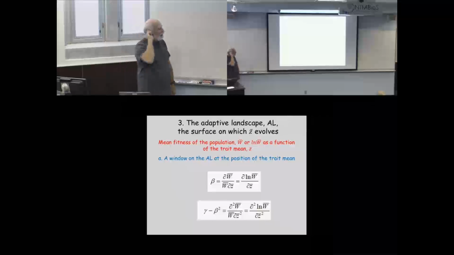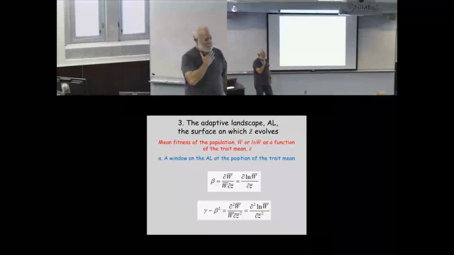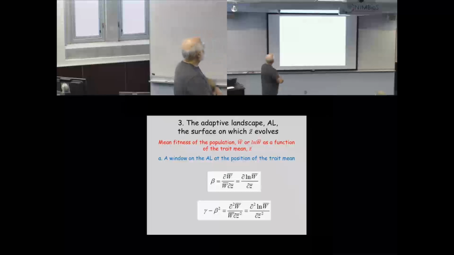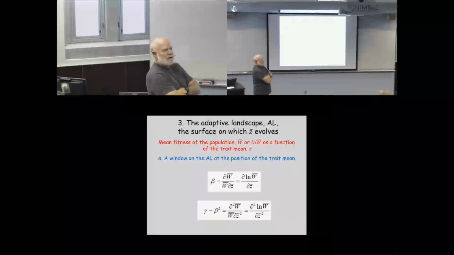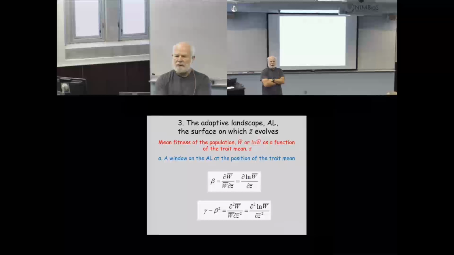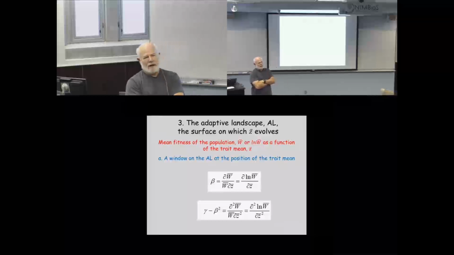All right, now let's talk about the adaptive landscape. The individual selection surface, whether we're talking about the true one or our approximation to it, is a function of individual fitness values as a function of individual trait values. The adaptive landscape, which we need for evolutionary problems, is a function of the average trait value in the population.